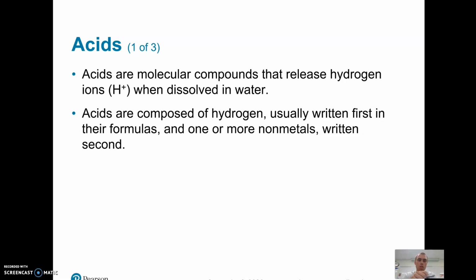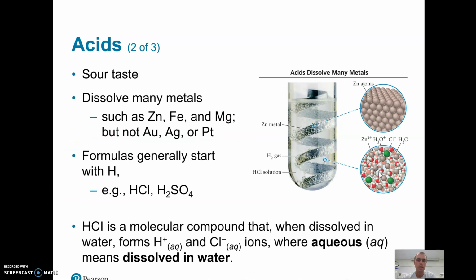Just real quick, a little bit about acids. They are molecular compounds, so they are covalent compounds that release hydrogen ions when they get dissolved in water. We'll talk more about acids and bases later, but right now we're just going to talk about naming. Typically we can identify an acid because hydrogen is usually written first in the formula. It starts with H and then one or more nonmetals come second. That's how we can identify acids based on their formula.